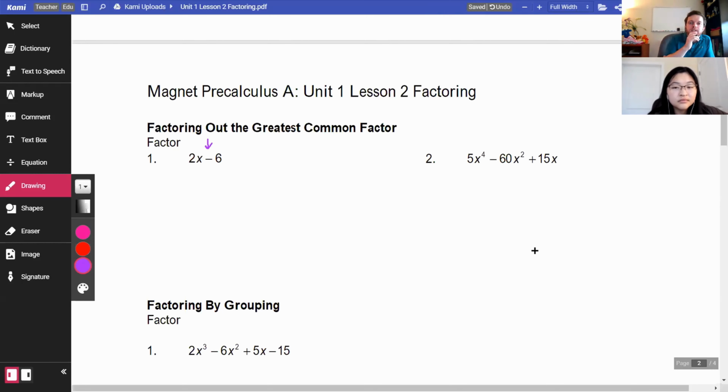What is the greatest common factor of those 2 terms? I think 2. Yeah, 2. And so we can take that 2 out. And what I want to do, I call this using the reverse distributive property. Let's see if I can spell distributive right.